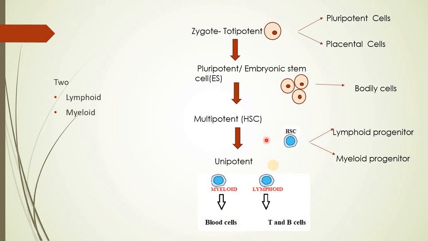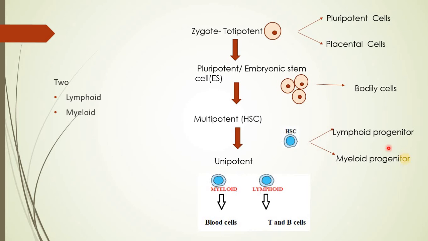Therefore, we can say that HSC, which is a multipotent cell, will now be transformed into unipotent cells, and these unipotent cells will form two lineages, that is the lymphoid progenitor lineage as well as the myeloid progenitor lineage, indicating that the lymphoid progenitor cells or lineage can give rise to only lymphoid cells. Now, what are the different types of lymphoid cells? In the earlier slide, we have seen that lymphoid cells include T cells, B cells as well as NK cells or natural killer cells.